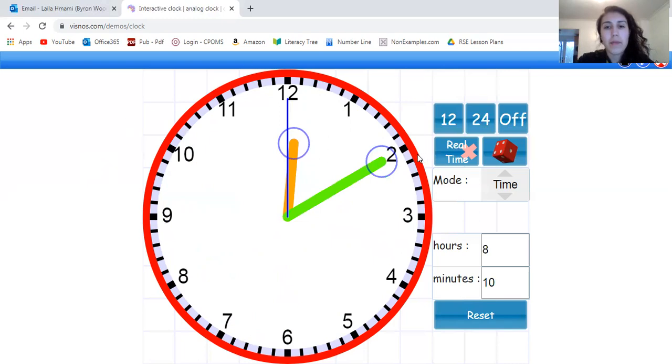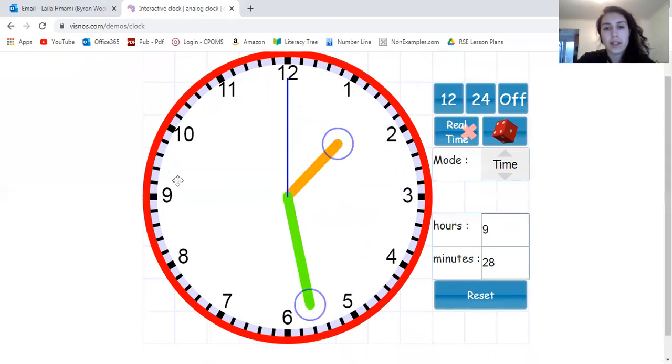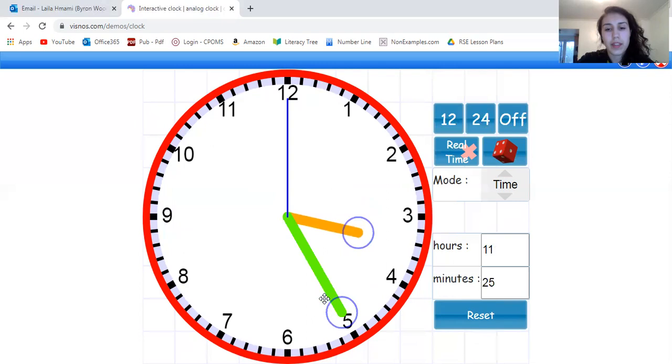Okay, what time is this? Well, we can see that our minute hand is on the minutes past side. So we can see that it is 10 past. It's 10 minutes past, and then it's gone past 12. So 10 past 12.